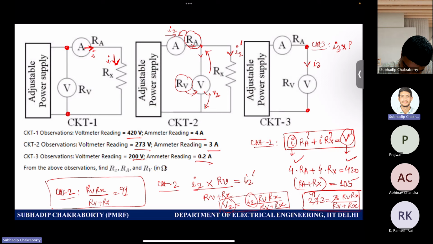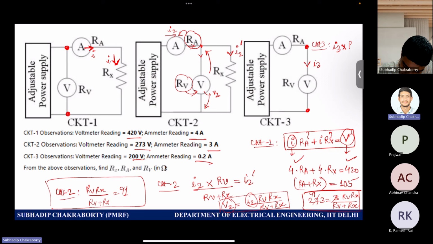Voltage is given as 200, and the ammeter records 0.2. So now you get the value of RV. What is RV? 200 by 0.2, which is nothing but 1000. So RV you are getting as 1000. That is the internal resistance of the voltmeter. Once you get RV, you can plug RV into the circuit 2 equation.